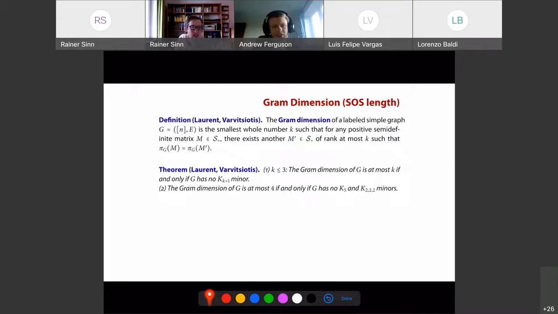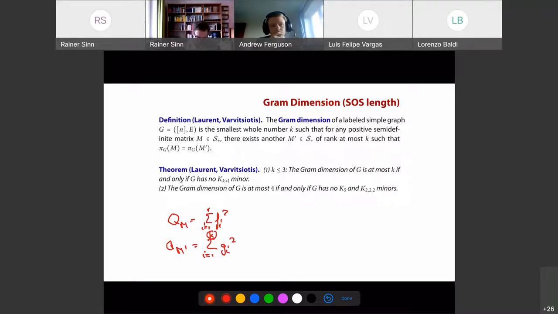Can I just ask a clarification on this definition? So in terms of the sums of squares case, you take a polynomial that can be written as a sum of squares, and so the Gram dimension is just the smallest number of squares. Yes, okay. So this QM is the sum of squares representation. And this QM prime means you can do with at most k. And it's the same completion, right? These two quadratic forms are the same. They just differ by coefficients of the monomials that you forget. So you want to bound the number of squares that you need. That's the translation, exactly.